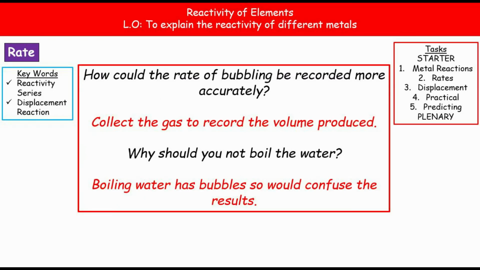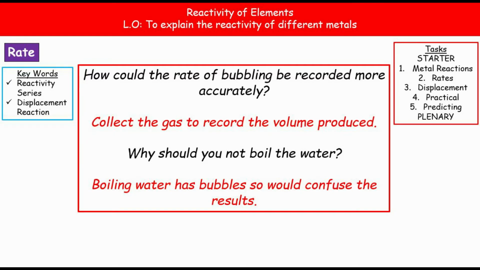Now, counting bubbles is notoriously rubbish in terms of its accuracy. So to actually increase the accuracy of our results, what we need to do is collect the gas in some way, and then we can record the volume. So we've already looked in biology at a range of ways that we can collect gases, and it'll come up again in our later chemistry topics. But we could use the inverted measuring cylinder and collect the gas in there, or we could use a gas syringe.